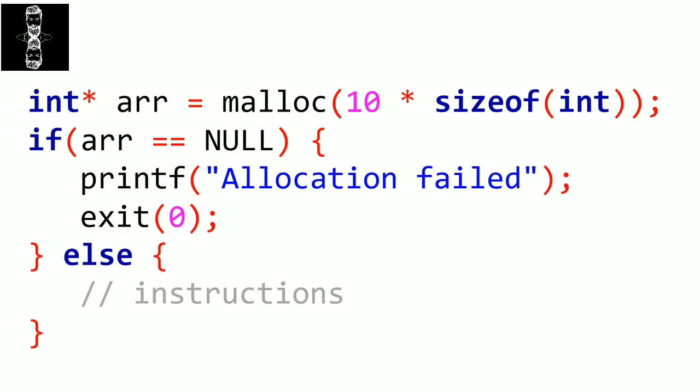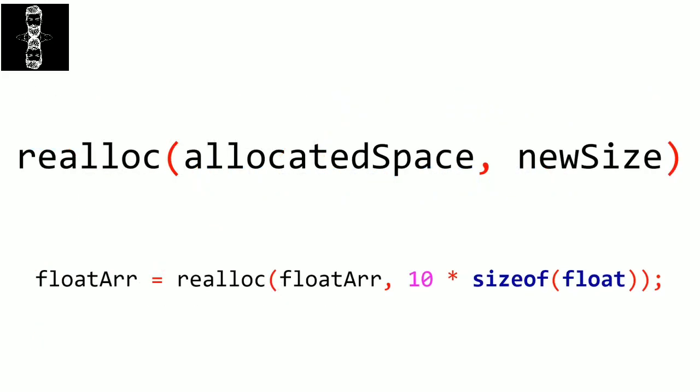Now we're gonna see the function that makes it possible to modify the size of our allocation during the execution. It's the realloc function. This function takes 2 parameters, the allocated area and the new size. We will see its utility in an example in a few seconds.